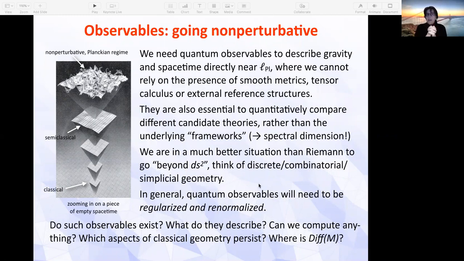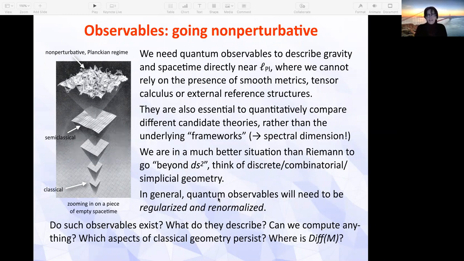Now, why can we be hopeful that going non-perturbative is not a complete non-starter? Well, in terms of what we can do computationally and mathematically, we have, of course, come a long way since 1844, when Riemann wrote his habilitation. Just think of advances in discrete, combinatorial, computational, and of course, simplicial geometry, which enable us to talk about geometry beyond classical Riemannian or pseudo-Riemannian metric spaces. However, also recall, now we are going quantum. In general, this will mean that these observables will have to be regularized and renormalized. We are in a quantum field theoretic context, and this will need to happen, and you will need to define how to do this. Now, that raises a bunch of important and very relevant questions.